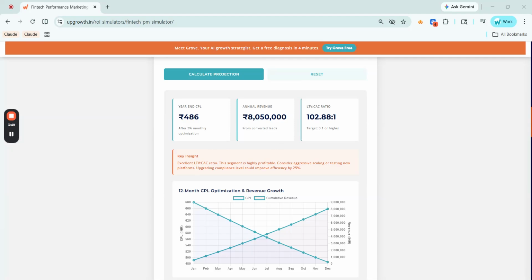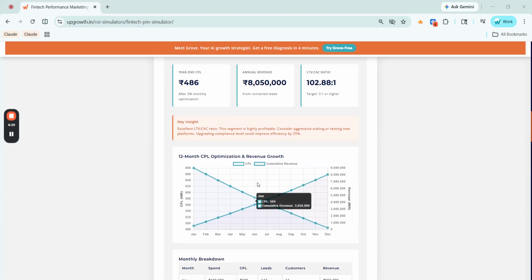And next is the LTV to CAC ratio, that is 102.88 to 1. The target benchmark is 3 to 1 or higher. At 102.88 to 1, this is an exceptionally strong ratio, meaning for every rupee you spend acquiring a customer, you earn back rupees 102 over their lifetime. And the key insight confirms this: the segment is highly profitable and there is room to scale aggressively or test additional platforms. It also notes that upgrading your compliance level could improve efficiency by a further 25%.